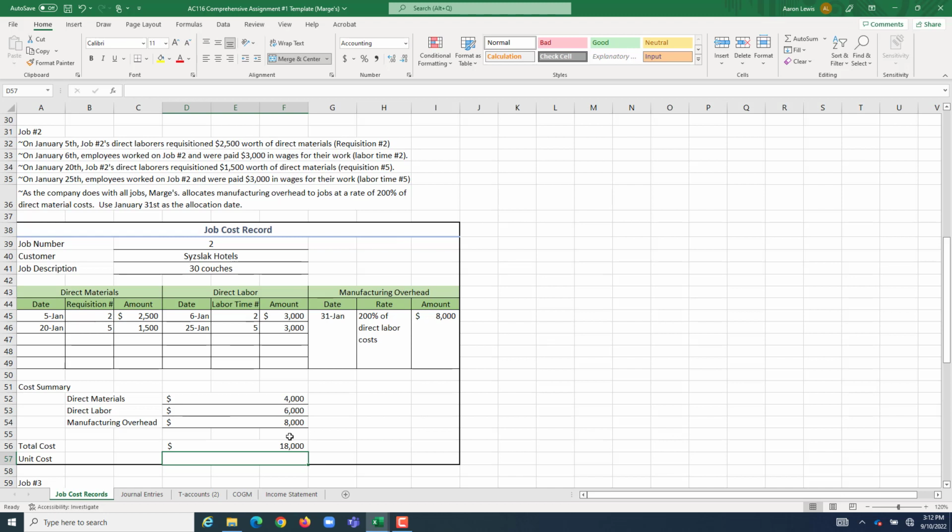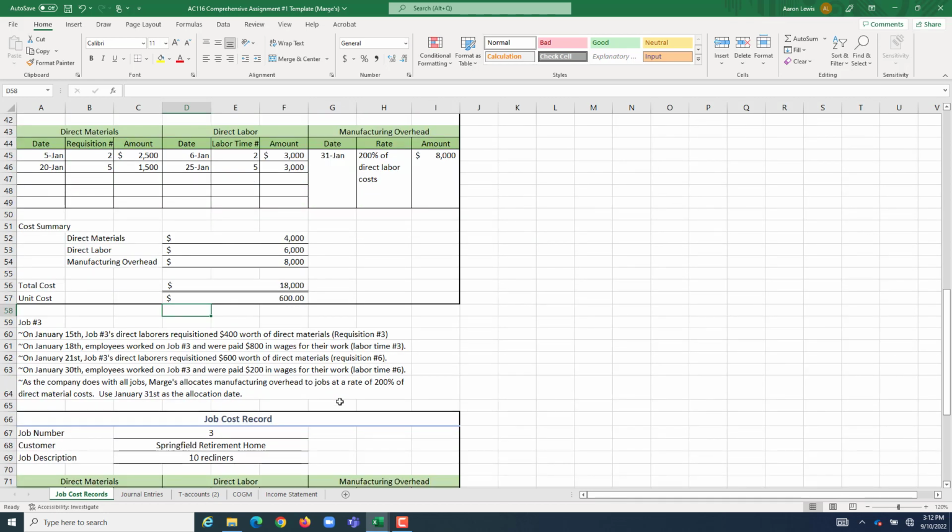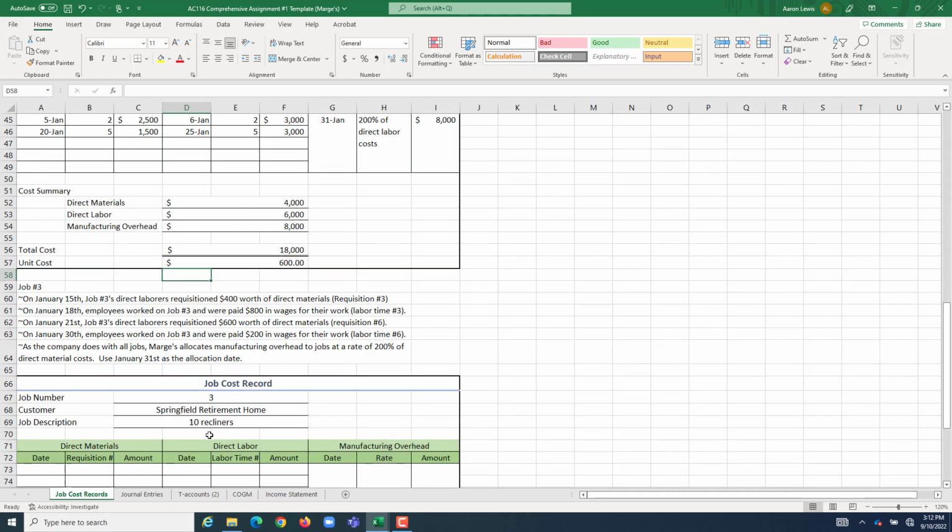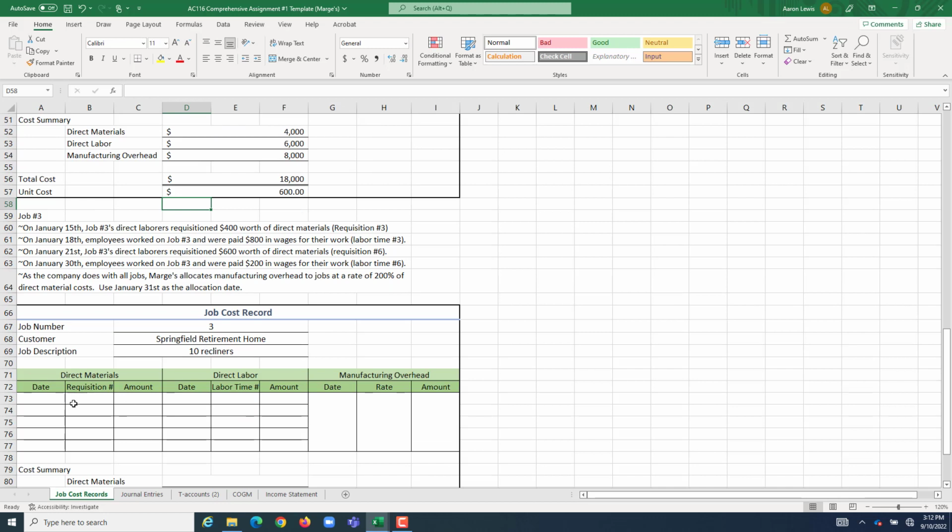How much did each one cost us then? Take the total cost of the job, which is $18,000, divide it by the number of units produced, 30 couches, and each one of these couches costs us about $600 to make. Our last job that we got to keep track of is the production of 10 recliners for Springfield Retirement Home.